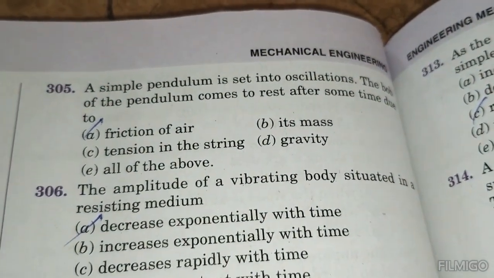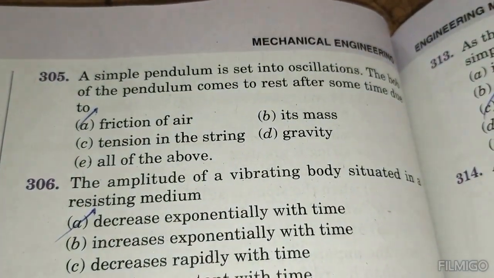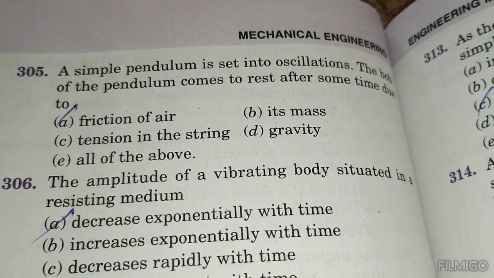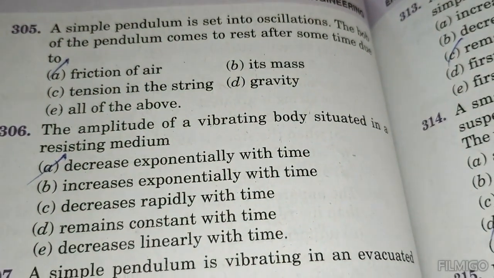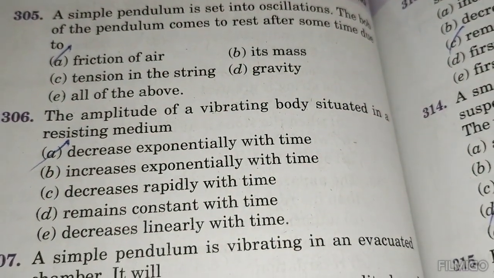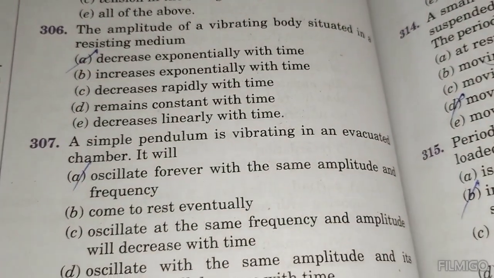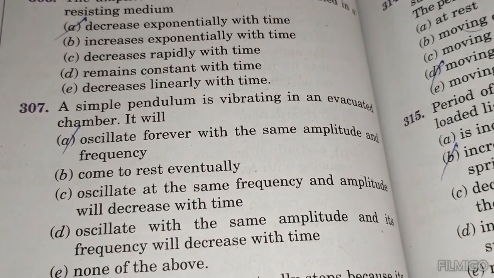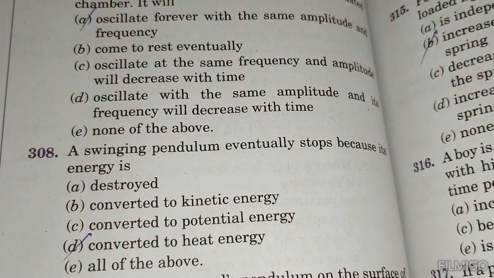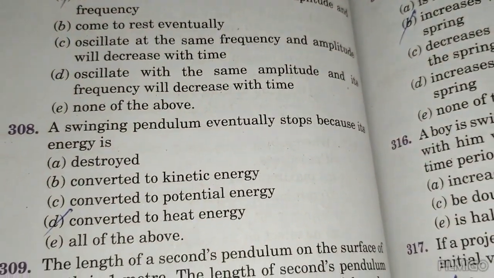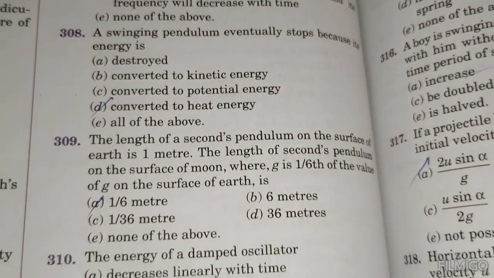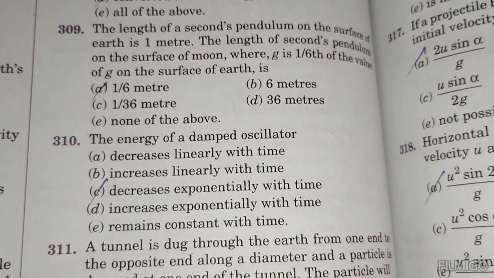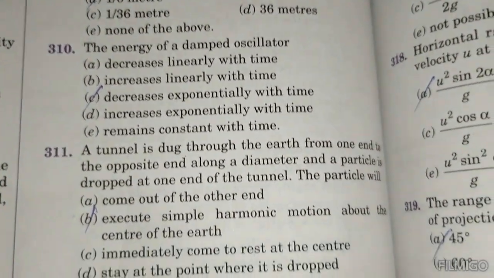A simple pendulum is set into oscillation. The bob of the pendulum comes to rest after some time due to friction of air. The amplitude of a vibrating body situated in a resisting medium will decrease exponentially with time. A simple pendulum vibrating in an evacuated chamber will oscillate forever with the same amplitude and frequency. A swinging pendulum eventually stops because its energy is converted to heat energy. The energy of a damped oscillator decreases exponentially with time.